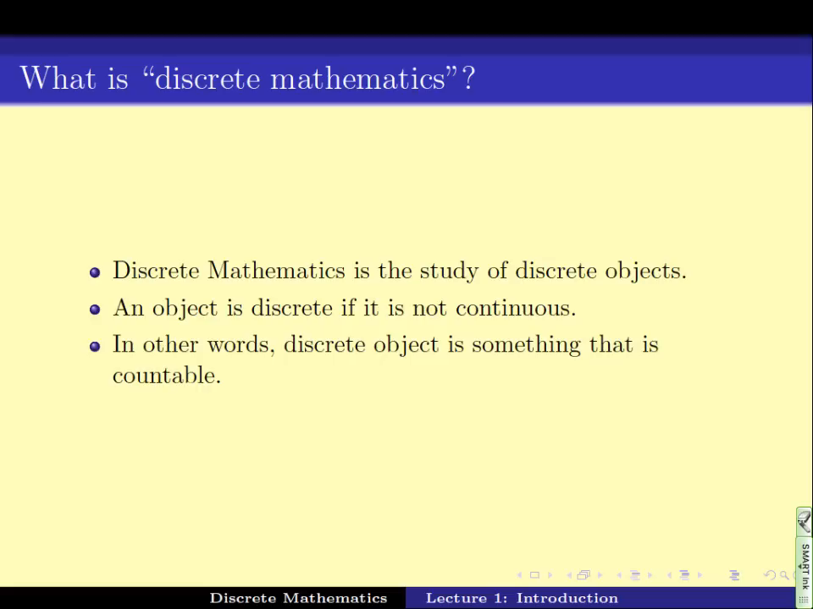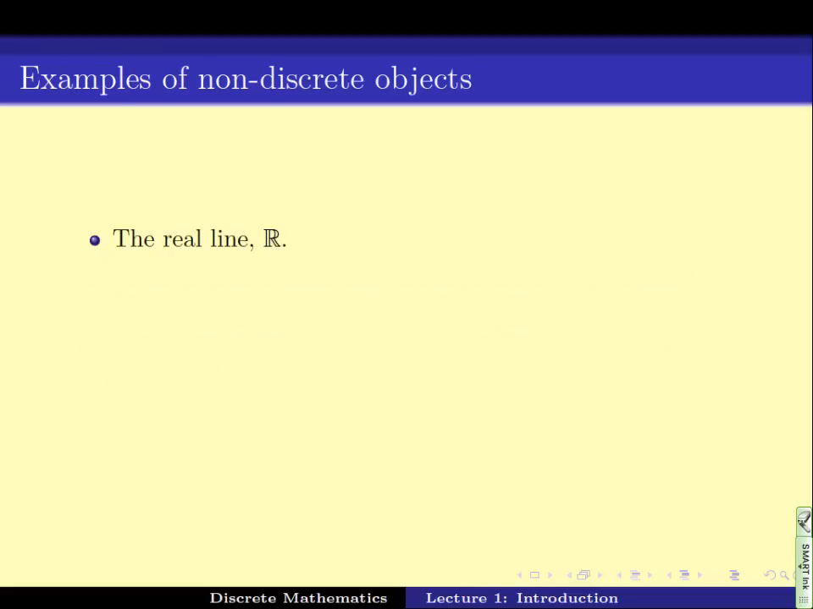So let's see some examples of objects that are not discrete. One such example is the real line. Real line meaning all the numbers starting from minus infinity to plus infinity. The set of real numbers form a continuous spectrum, and hence it is not a discrete object. Similarly, a real plane, the plane R2, is a continuous object.